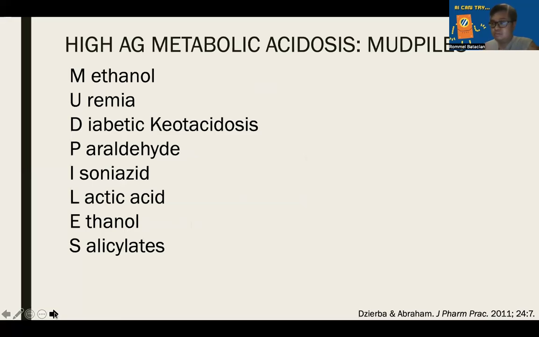So now, high anion gap metabolic acidoses have significant clinical causes. So, methanol, uremia, diabetic ketoacidosis, paraldehyde, isoniazid, which is an anti-TB drug, lactic acid, particularly in sepsis, ethanol, and salicylate. So, particularly sulfa-containing drugs such as aspirin.